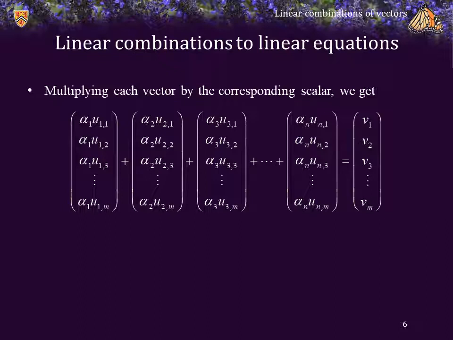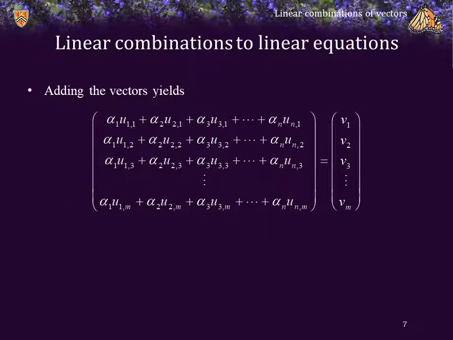Now, if we multiply each of the corresponding vectors by the scalars, then that just multiplies all the entries in the first vector by alpha 1, all the entries in the second vector by alpha 2, and so on and so forth. But now we just have a sum of n vectors in R^m, which essentially is just adding each of the m entries of each of the n vectors. So, adding the vectors, we get that the vector on the left must equal the vector on the right.